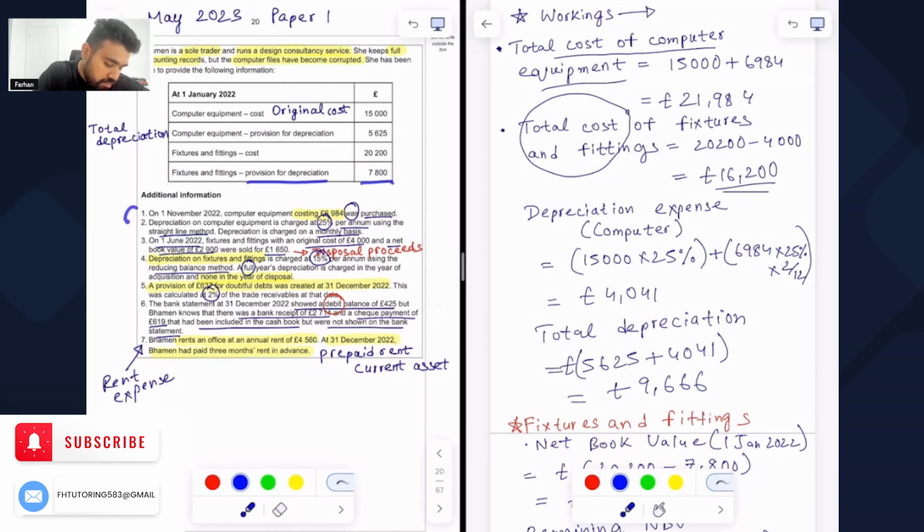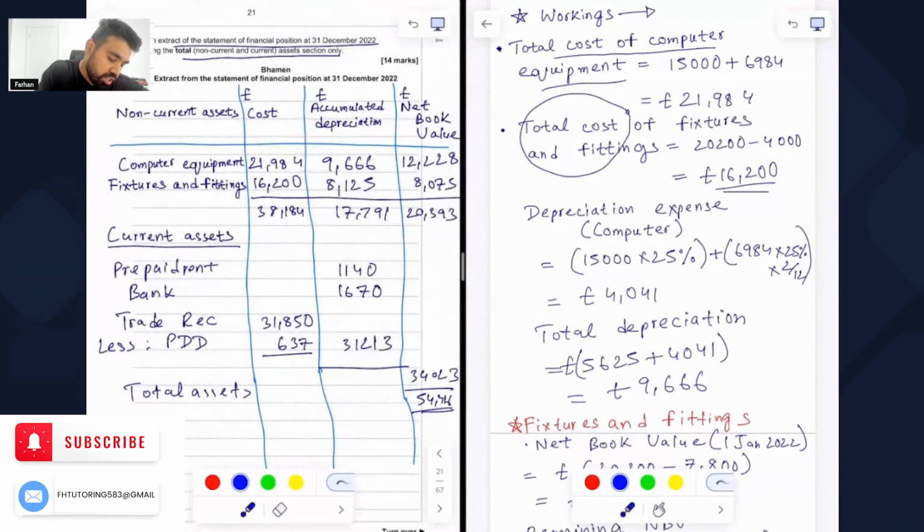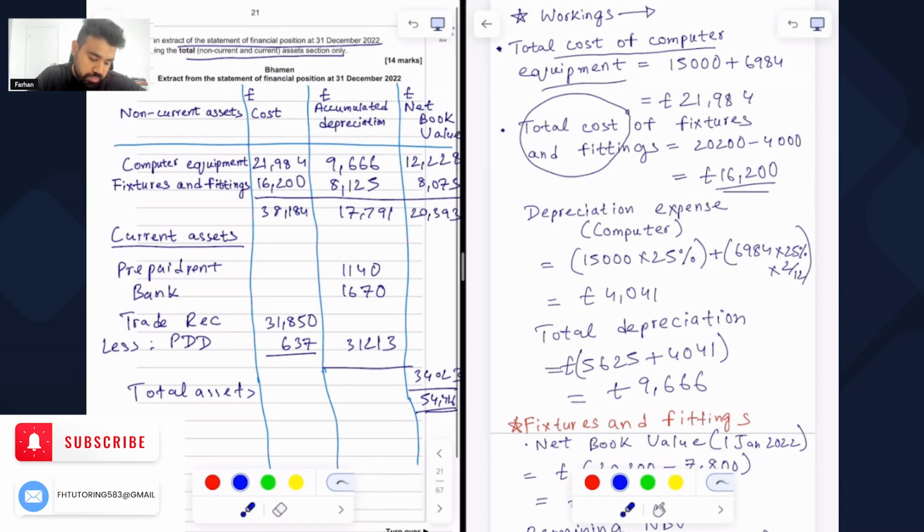We are given a list of 7 additional information items that we need to factor in our calculations when we prepare the balance sheet extract. So as you can see, the requirement of the question is to prepare the extract of the statement of financial position at 31 December 2022, showing the total assets section only, which is to mainly divide it into non-current assets and current assets. So we have prepared 3 columns here for the non-current assets: cost, an accumulated depreciation column, and then the net book value column. So let's get into the workings.